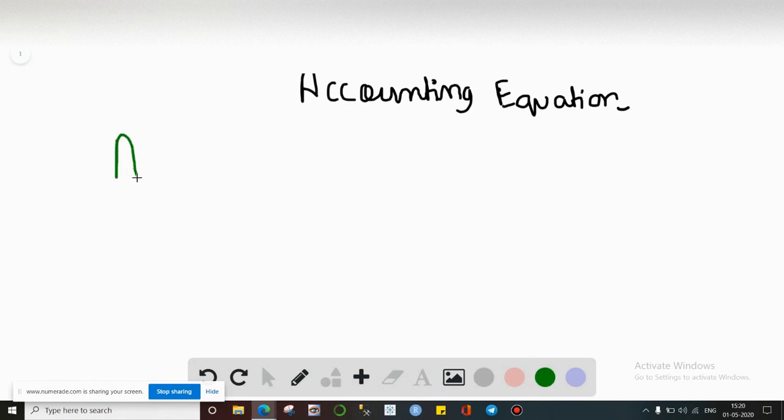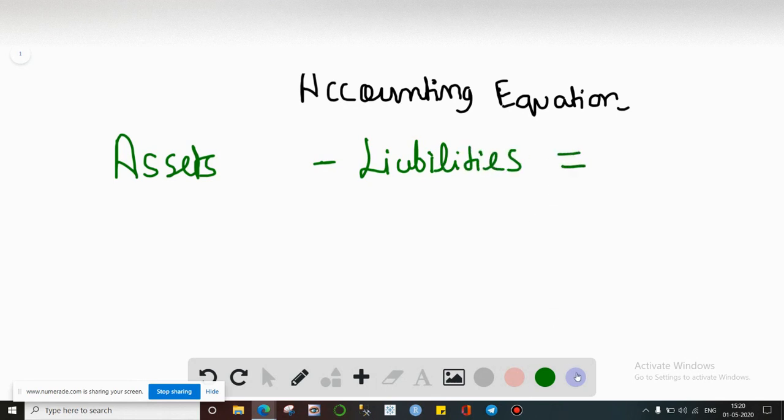So it is assets minus liabilities equals owner's equity.